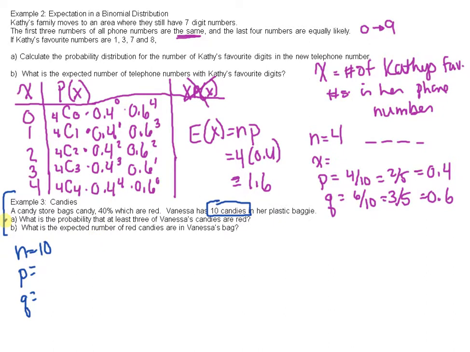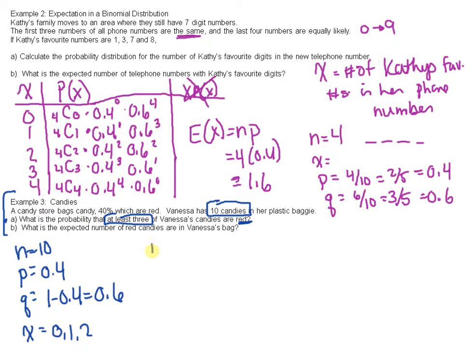So let's actually read the question. What is the probability that at least 3 of Vanessa's candies are red? So we are in search of red. So 0.4 will be p, and then 1 minus the 0.4 will be q, which is 0.6. Okay? And for the x, we have to do at least 3. Well, do we want to do 3, 4, 5, 6, 7, 8, 9, and 10, those probabilities, or do we just want to do 0, 1, and 2? Then we can use the indirect method to subtract. Okay, so let's do that one.